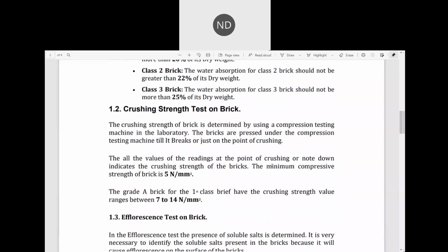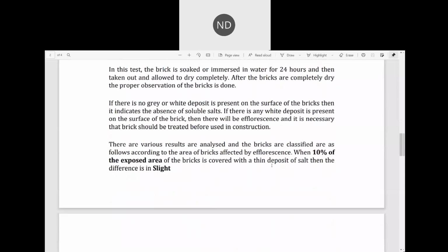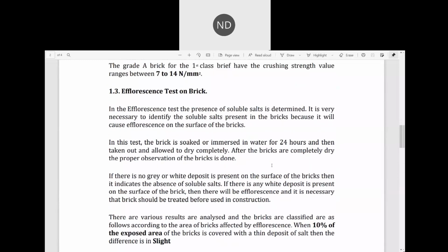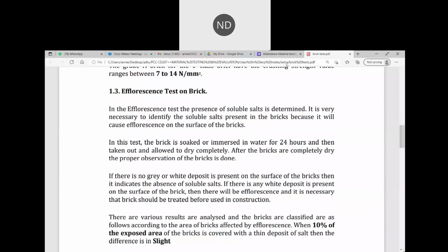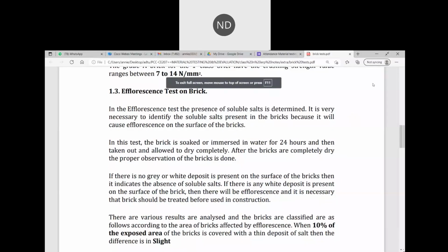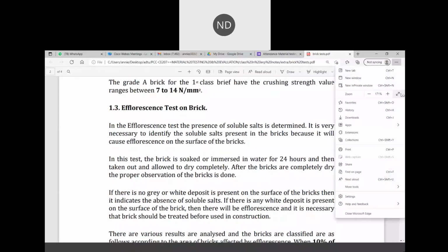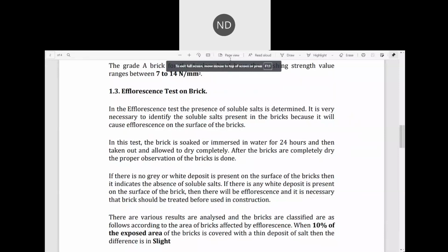Now coming to the third one, which is the efflorescence test on brick. Now what is the efflorescence test? What do you mean by the efflorescence test? In the efflorescence test, the presence of soluble salts is determined.